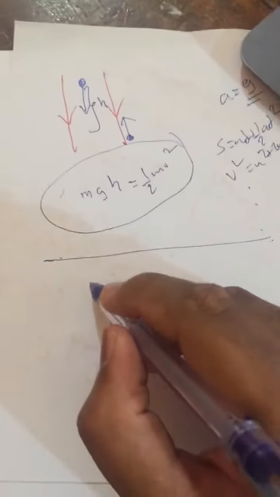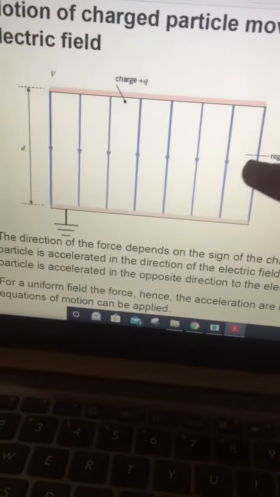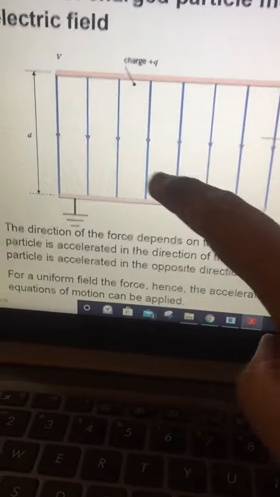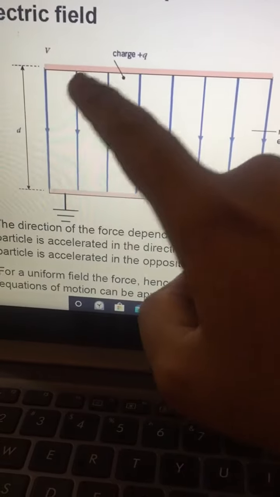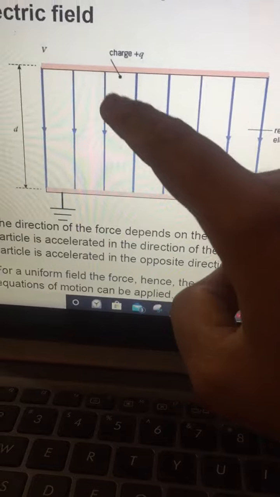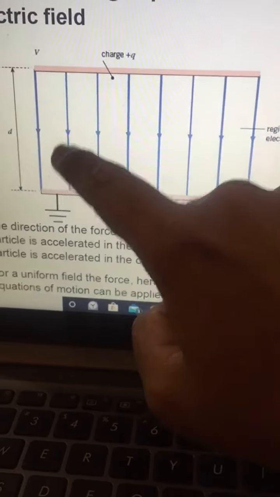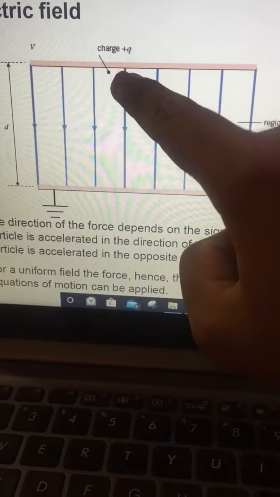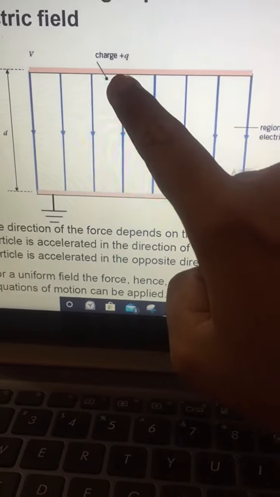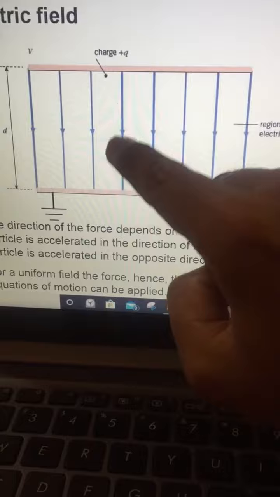Similarly, if an object is traveling parallel to an electric field as illustrated in this case, the equal gaps indicate a uniform field. That means the field strength is same everywhere. So when the charge is at the top also, the field strength is E. When the charge is at the bottom also, the field strength is E.